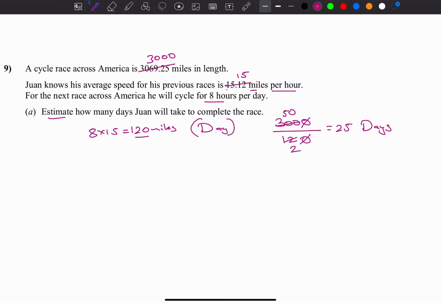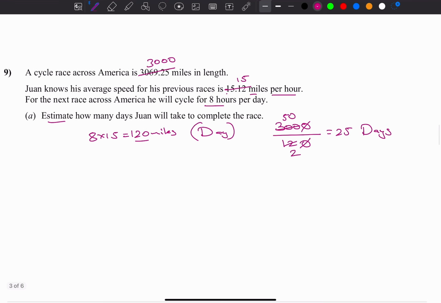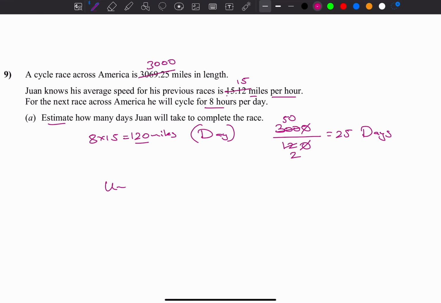Now, is it going to be an underestimate or an overestimate? Remember, it's an underestimate. Why is it an underestimate? Because you can say the distance was 3069.25 miles. You have rounded it down to 3000. Or you could have said this number, but I just prefer to go with the first number. Just go with one of the numbers. So it's an underestimate.